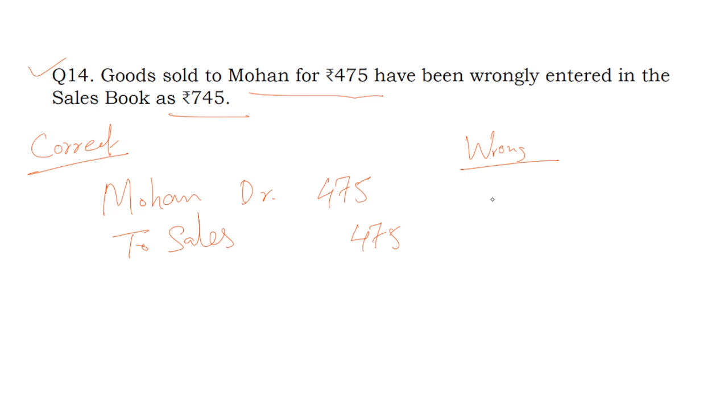What is the wrong entry? The same thing has been done: Mohan to sales, but how much? 745. So what will be the correct entry? Here there is a difference in amount only.